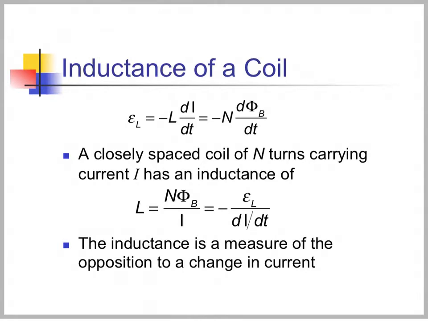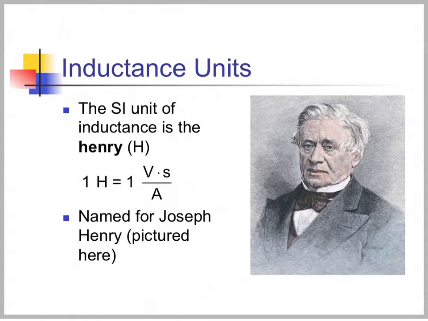So we know that the EMF is minus L di dt. We also know that that EMF is minus N d flux dt. So comparing the two, a closely spaced coil of N turns carrying current I has an inductance of L equals N flux over I, or minus E over di dt. The inductance is a measure of the opposition to a change in current. The SI unit of inductance is the Henry, and 1 Henry is a volt-second per amp, and it's named after Joseph Henry, pictured there on the right.